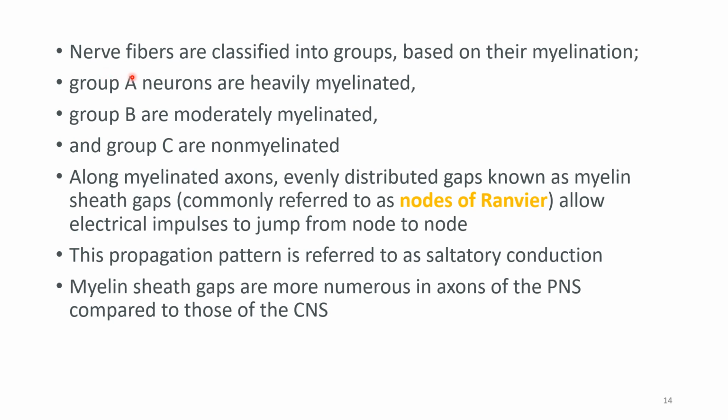Now coming to the nerve fibers classification. They are classified into different groups based on their myelination. That is, group A neurons are heavily myelinated, group B are moderately myelinated, and C are non-myelinated. Along myelinated axons, there are nodes of Ranvier. What are these nodes of Ranvier? These are nothing but the gaps between the myelin sheath. What is the importance of these nodes? They allow electrical impulses to jump from node to node.